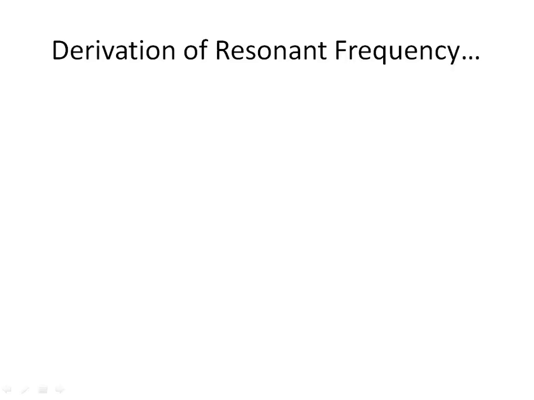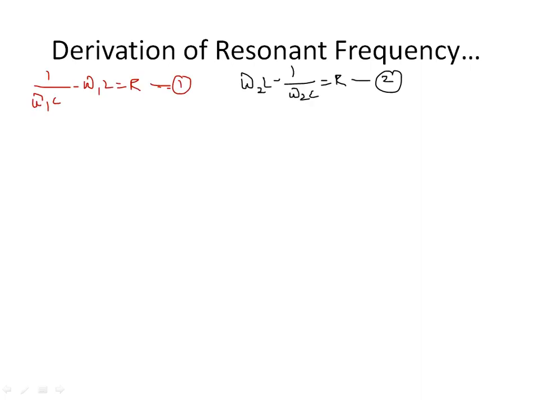Next, derivation of the resonant frequency with the same set of equations. Now we have the same equations 1 and 2. While dealing with the quality factor, we were adding these equations. Now on the right hand side, here also R, here also R. Now I have to equate 1 and 2. By equating equations 1 and 2, the rightmost sides will be equal, hence the leftmost sides should also have the same value.